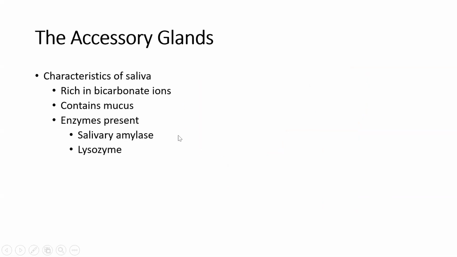So let's speak about some of the characteristics of saliva. First of all, it's rich in bicarbonate. It also contains quite a bit of mucus, as well as some of the enzymes that are necessary for digesting starch, so salivary amylase, but also a part of the immune system. So lysozymes are protective enzymes that help to degrade bacteria, viruses, pathogens that may be entering the oral cavity with food that we're ingesting. So the enzymes are not only breaking down food, starch specifically, but also protecting from pathogens that may be in that food.